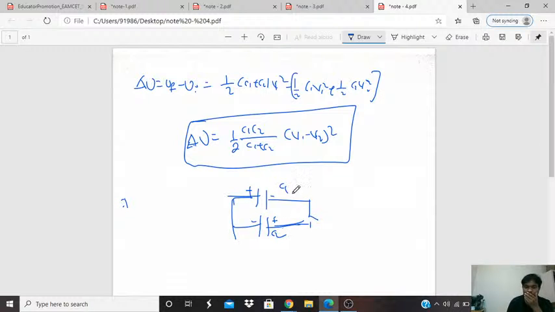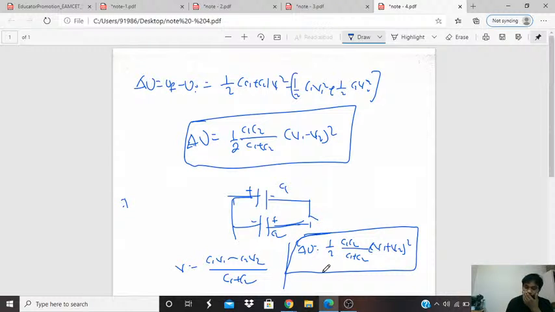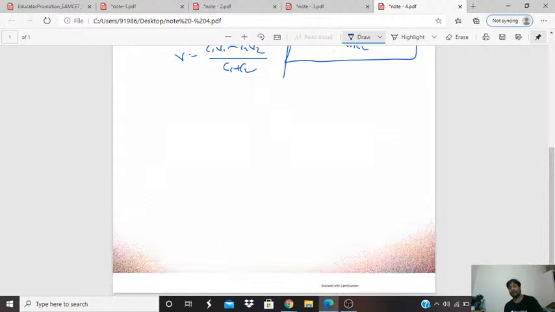In that case, what will you get? The potentials are in opposition. V will be what? V = (C1V1 - C2V2)/(C1 + C2). Then the energy stored will be what? Delta U = (1/2) C1C2/(C1 + C2) into (V1 + V2) whole square. If potentials are not equal, then charge can flow. This is about energy loss with opposite terminals.